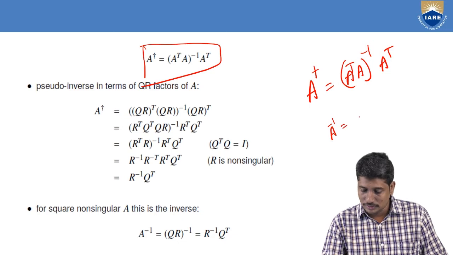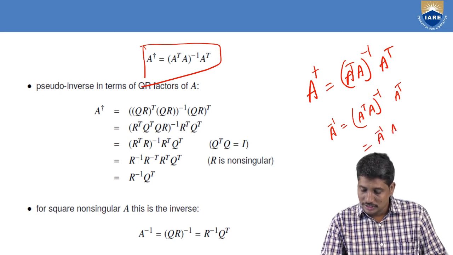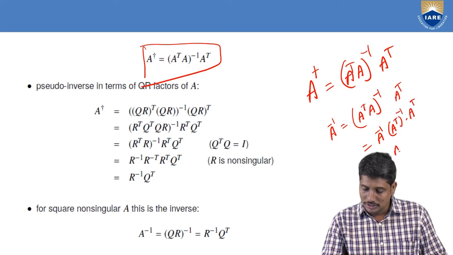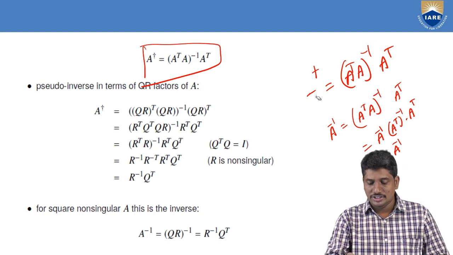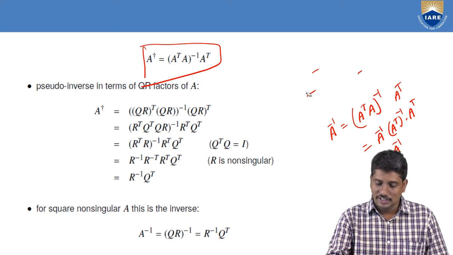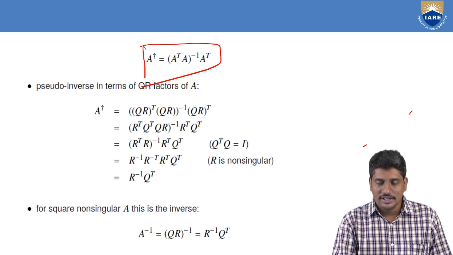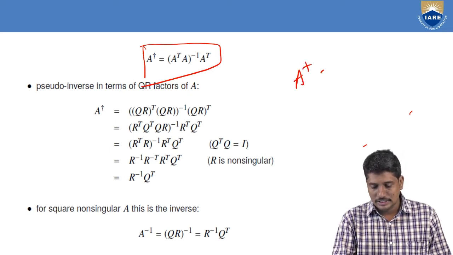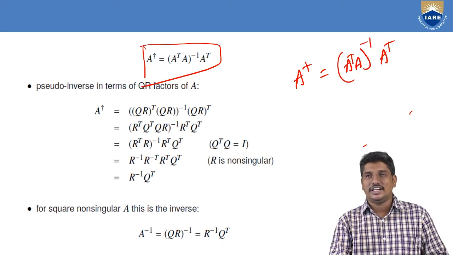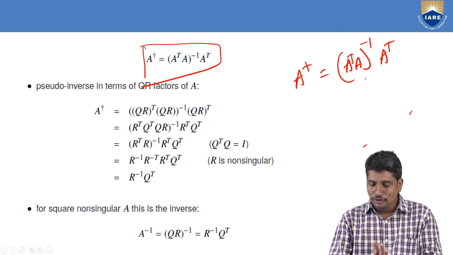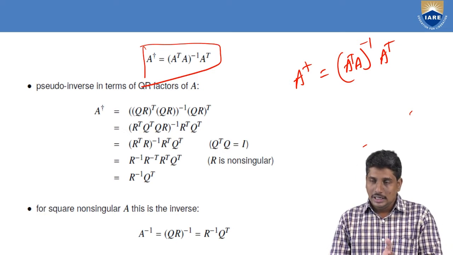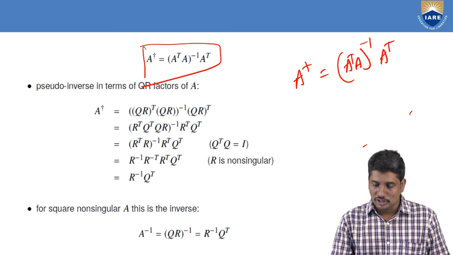Let us check. A inverse is equal to (A transpose A) whole inverse into A transpose. Then it becomes A inverse and (A transpose) whole inverse into A transpose, and it becomes A inverse. So with this motivation, they have defined the pseudo inverse as A plus equals (A transpose A) whole inverse into A transpose. We don't know whether A transpose into A has an inverse or not, but we have defined it like this. But we can approximate it with the help of QR decomposition.